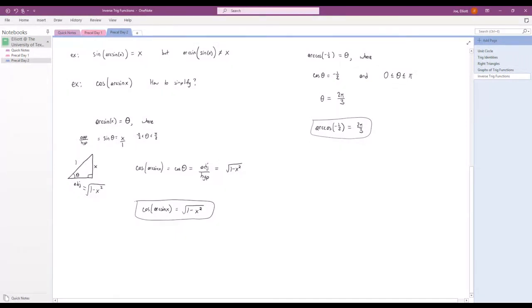So that's an example of how to work with an expression like this. It can help to draw a right triangle in order to figure out how to evaluate something like this, okay? But I'll go ahead and end the workshop at this point.